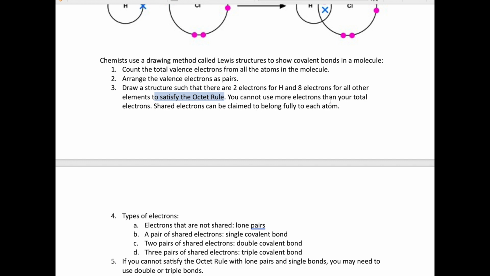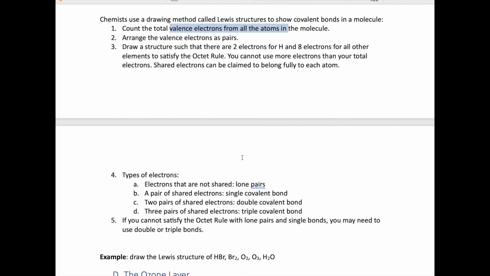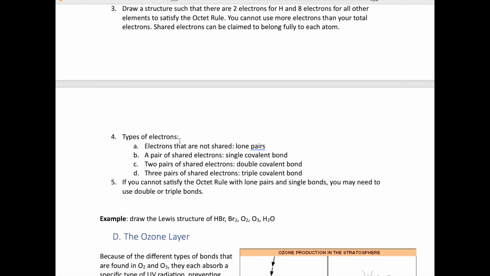You can't use more electrons than what you have. You can't use fewer electrons, so everything has to be exactly what you have. So if you count that you have 20 electrons total, you're going to need to use all 20 electrons, okay? And electrons can be drawn many different ways.